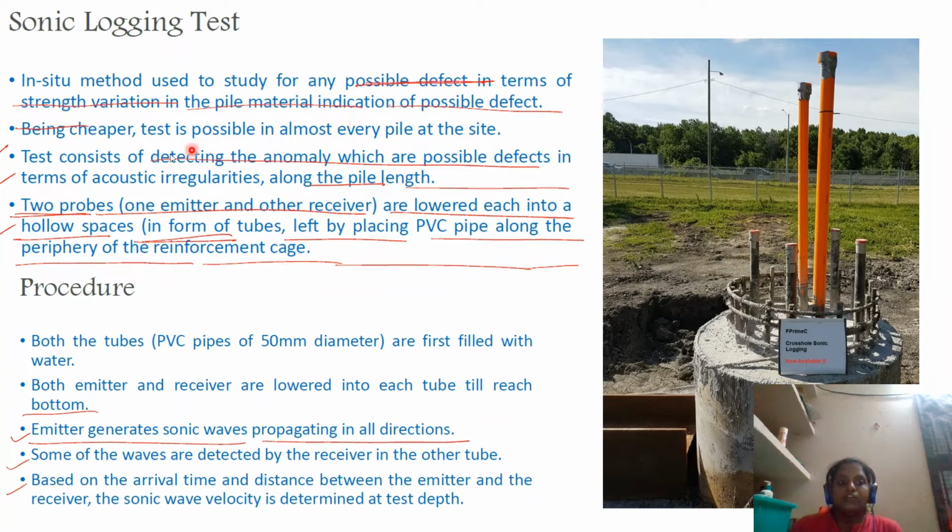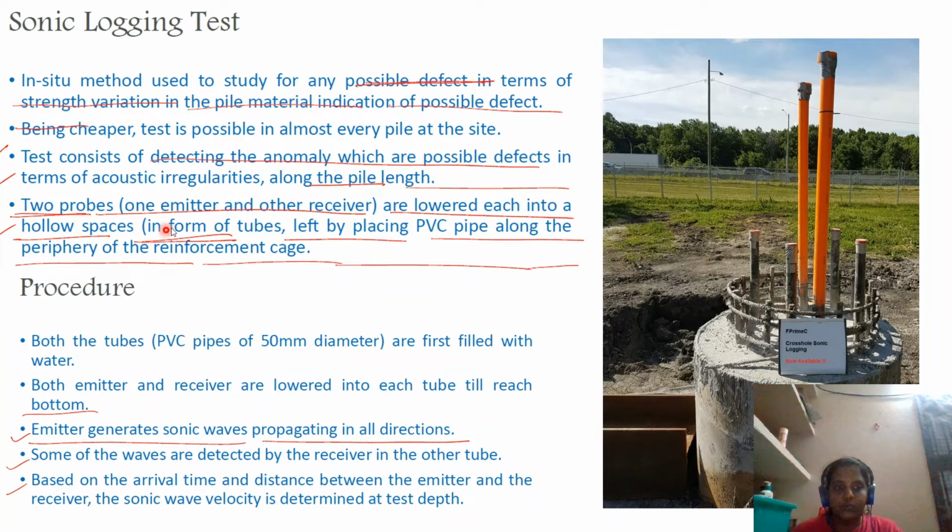It is an in situ method to study any possible defects in terms of strength variation in the pile material. Being cheaper, the test is possible in almost every cast-in-situ pile. This is not suitable for a driven pile, because while casting the pile itself we insert the pipes. It will detect any anomalies or possible defects in terms of acoustic irregularities along the pile length. As you can see, the pipes are inserted throughout the pile length, along with the reinforcement cage, so along the entire length we will be able to detect any defects if present.